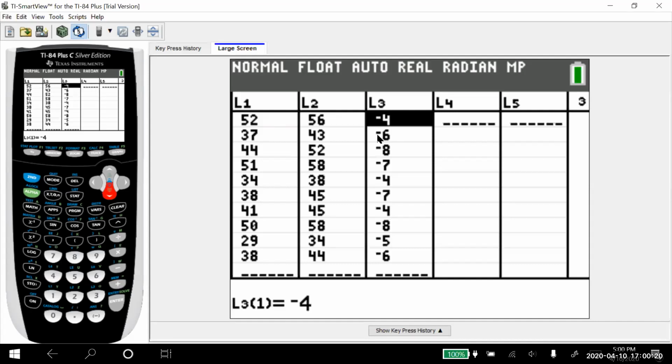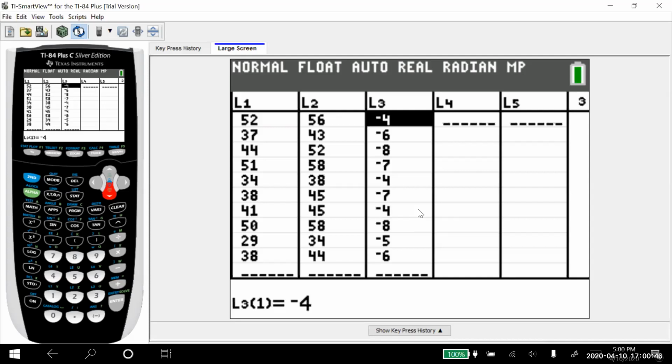Now, if you had calculated those differences yourself, then that's all you would have to put in, and you'd probably just put them into list 1. You'd say, oh, here's the differences, let's put those into list 1. That's a perfectly fine way to do it. Here's where you have to be careful, though. Since I put them in list 3, when I do my t-test, I have to make sure to tell the calculator to use list 3. So I'm ready to do the calculation.